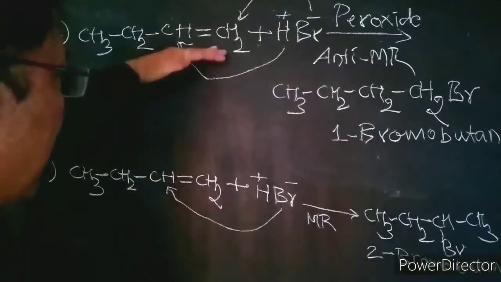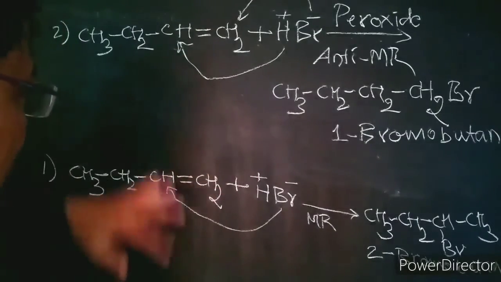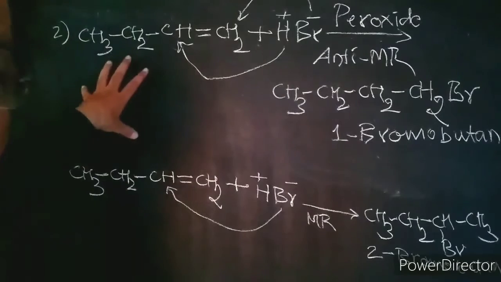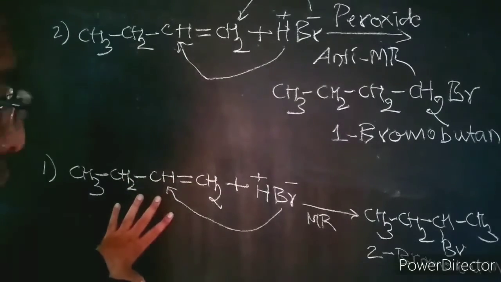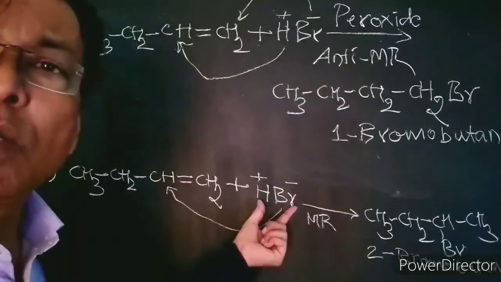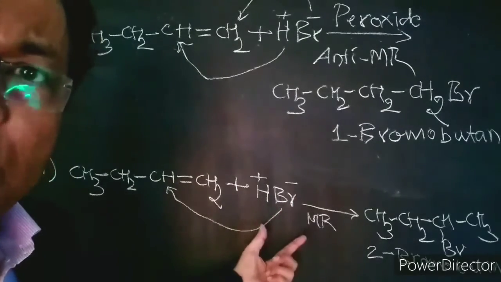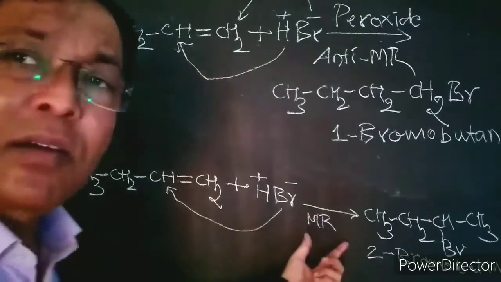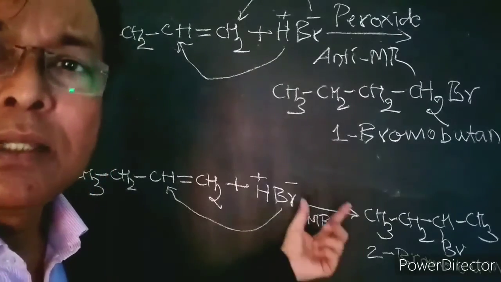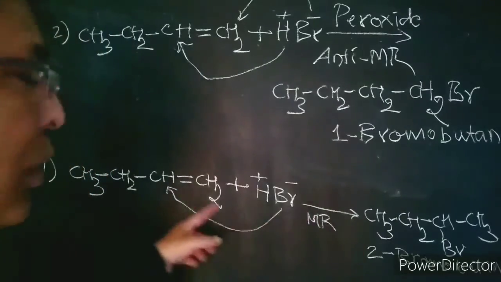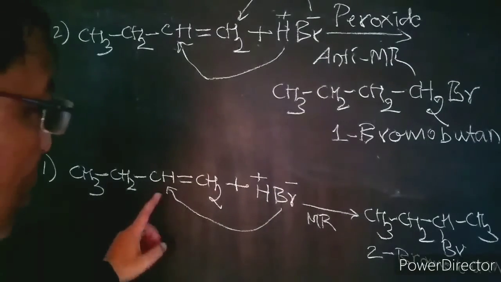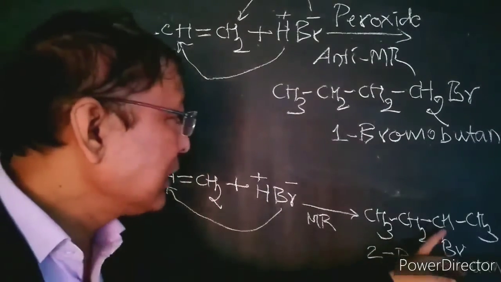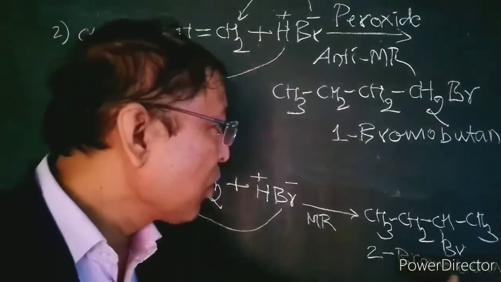See here, let us compare these two. Here the same reactant 1-butene is used, here also 1-butene is used. Here we have used only HBr. Therefore the reaction has taken place according to the Markovnikov rule. What is the Markovnikov rule? The negative part of the reagent goes to that carbon which carries less number of hydrogen atoms. So the bromine has gone to this carbon atom. So we have got 2-bromobutane.